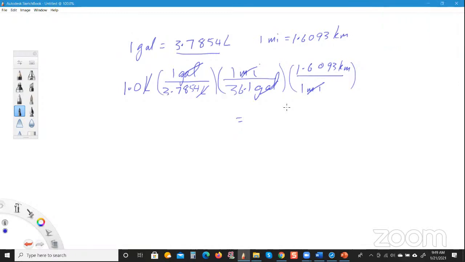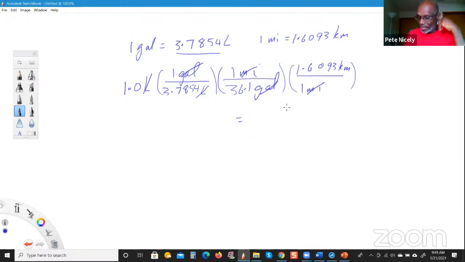Shouldn't you multiply the parentheses, like divide 1 by 3.7854 times 1 divided by 36.1? Yeah, I think you're right. So 1 divided by 3.7854 divided by 36.1 and then multiply by 1.6093. You're absolutely right. Oh, something is still not working out here.